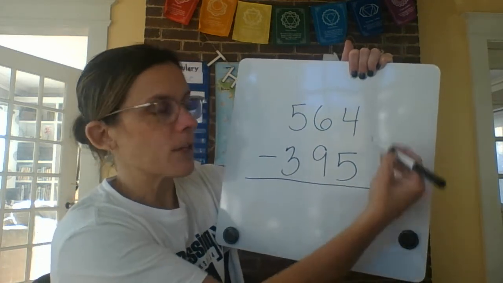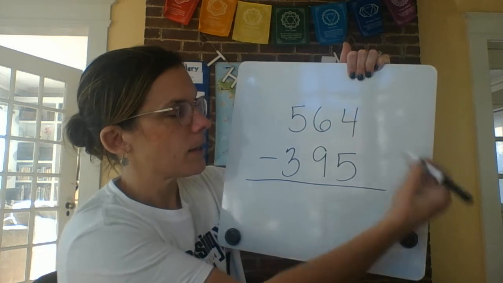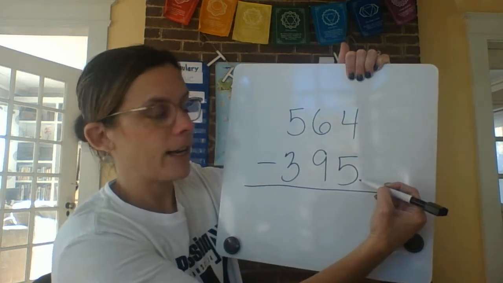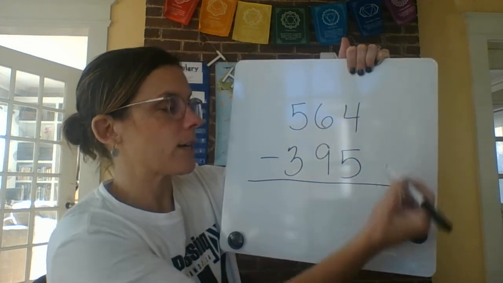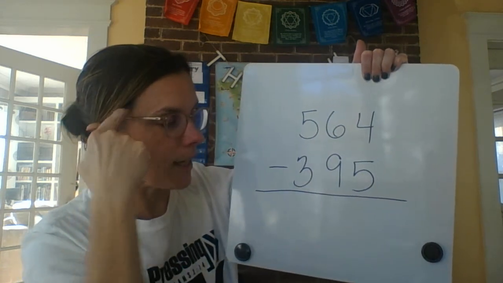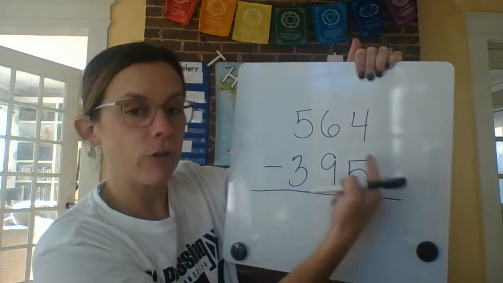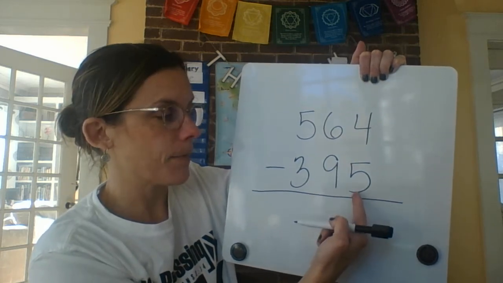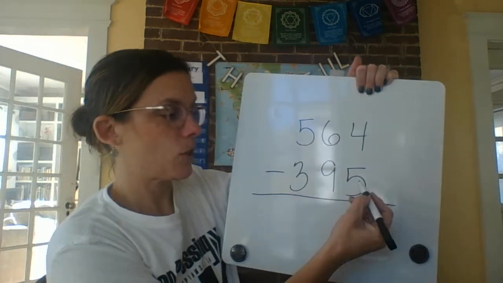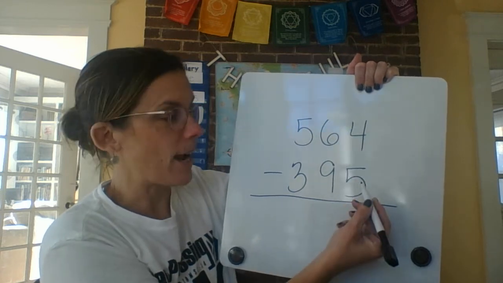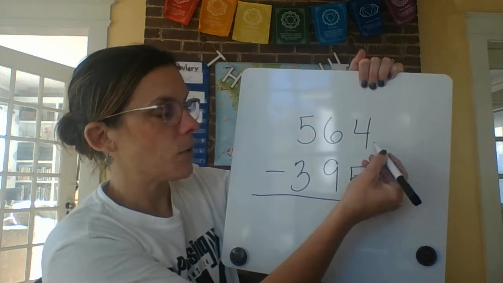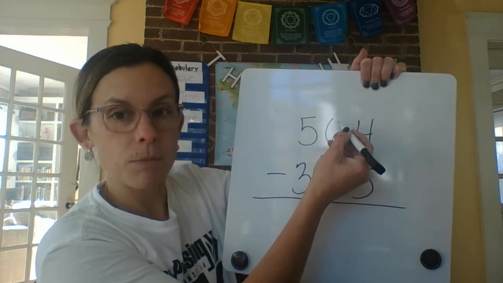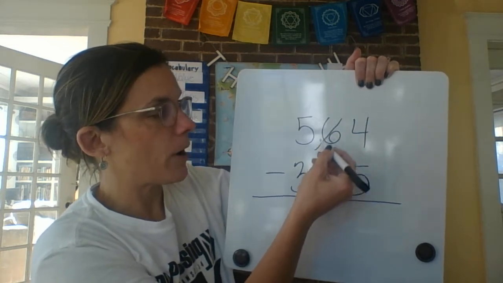First, I know I'm going to start in the ones place. So I look in our little rhyme, more on the floor, go next door. So in my head, I'm thinking the number on the floor, the number on the bottom is bigger. So I cannot subtract. I cannot take 5 away from 4. So I need to go to the tens place and I need to borrow.